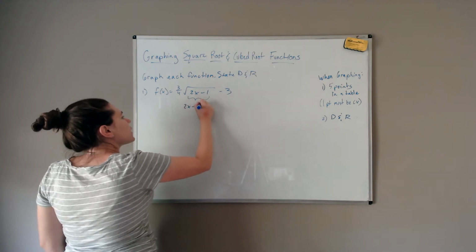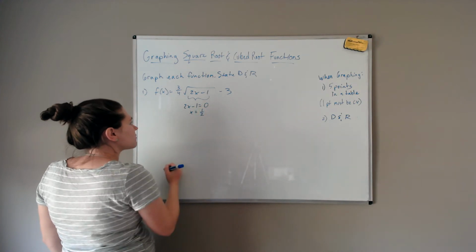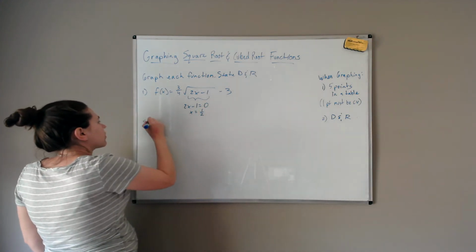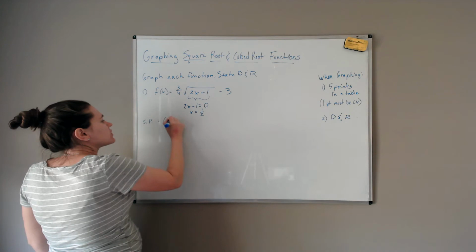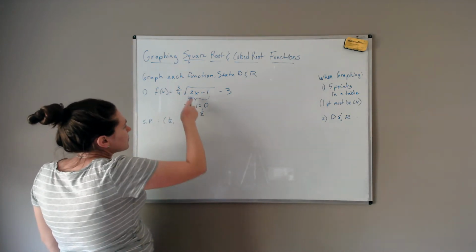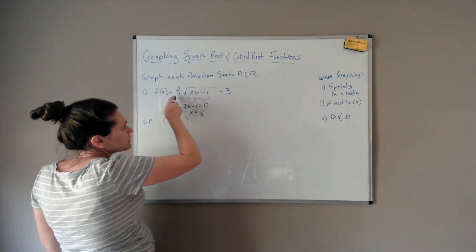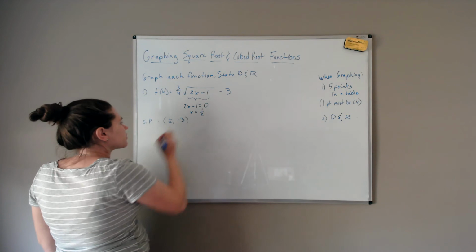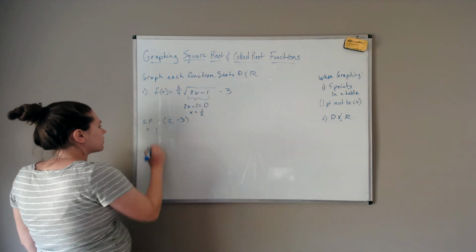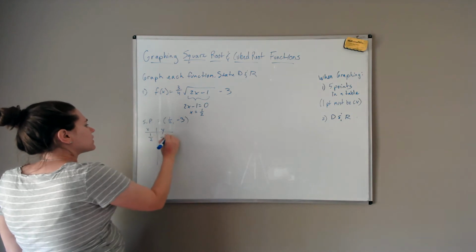So what makes 2x minus 1 equal 0? Well, when x is 1/2. So for the starting point, the x coordinate is going to be 1/2. And then if we plug in 1/2, 1/2 makes this 0. Square root of 0 is 0, times 3/4 is 0, minus 3. So the starting point is (1/2, -3). So that's going to be our first point in the table.